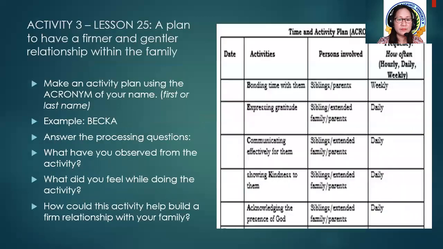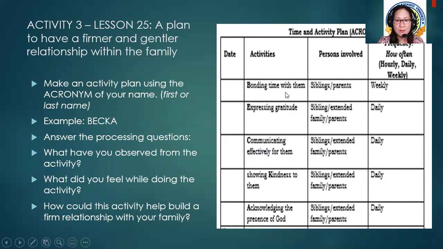Okay, so moving on. And for activity number 3 naman, which is intended for lesson 25, ito naman yung lesson to have a firmer and gentler relationship within the family. So you are tasked to make an activity plan using the acronym of your name. It can be first name or last name. Katulad dito sa example natin, ang acronym na ginawa niya ay BECA. Tama ba? Becca.